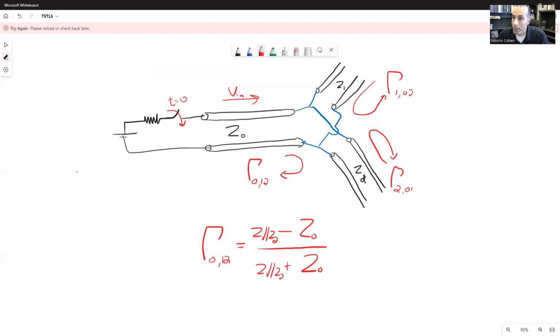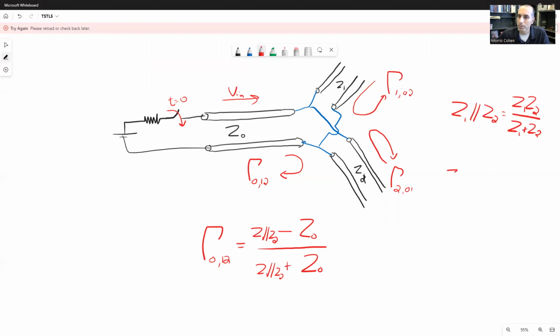Just to remind you, when you take the parallel combination of any two resistances or impedances, it's the product divided by the sum. So Z1 parallel Z2 is Z1 times Z2, divided by Z1 plus Z2. The parallel combination of any two resistances is always less than the value of either one. So if Z1 and Z2 are 100 ohms and 50 ohms, then the parallel combination is going to be less than both 100 and 50 at the same time. Right? It has to give you something smaller.